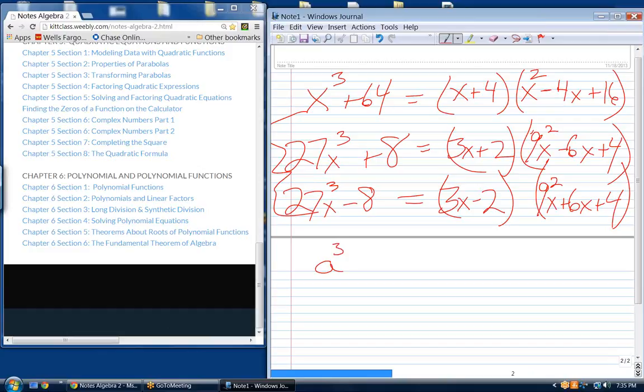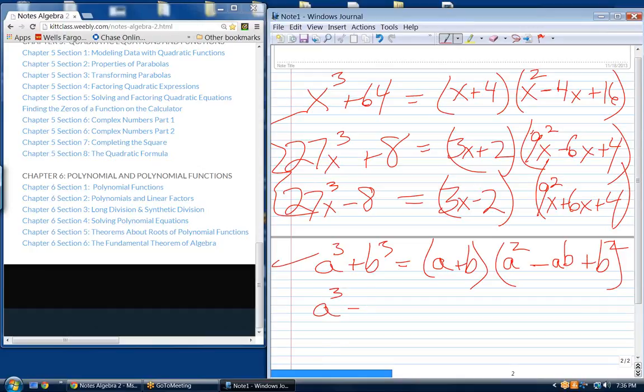a cubed plus b cubed equals a plus b times what? Times a squared plus b squared? No, it's a squared minus, for the middle term, opposite sign, ab plus b squared. So this is the general formula. And then let's write the general formula for the difference of perfect cubes. What would this be? In other words, if you know the first one, you can figure out the second one. What is this one?